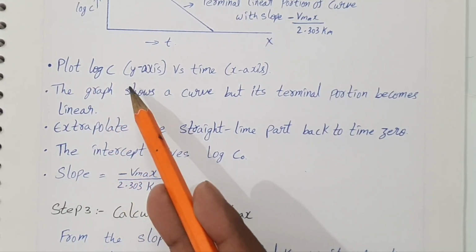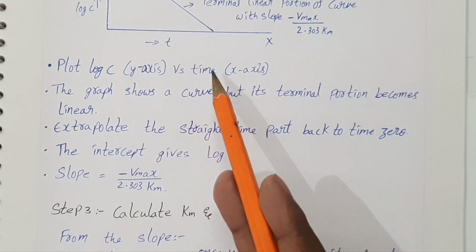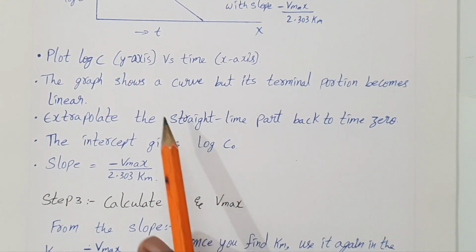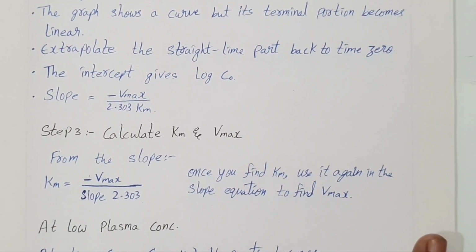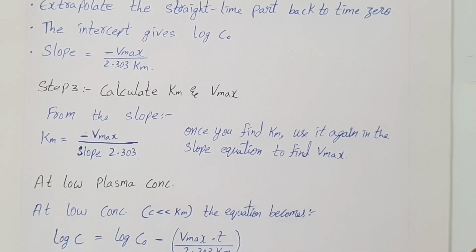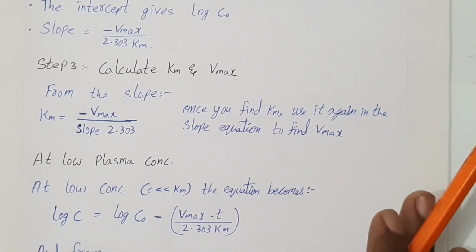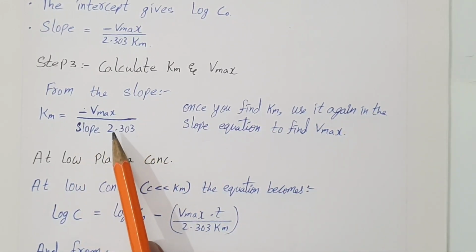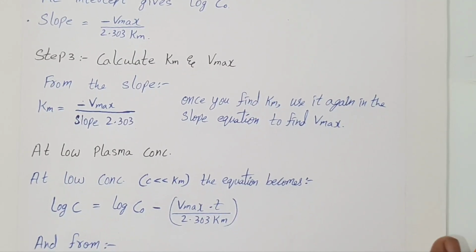Log C on the y-axis versus time on the x-axis. These are the instructions to follow when you are plotting the graph. Then after that, we have to calculate Km and Vmax. Km equals minus Vmax divided by slope into 2.303. So once you find Km, use it again to calculate Vmax from the slope.